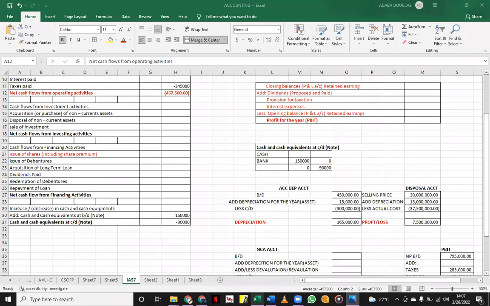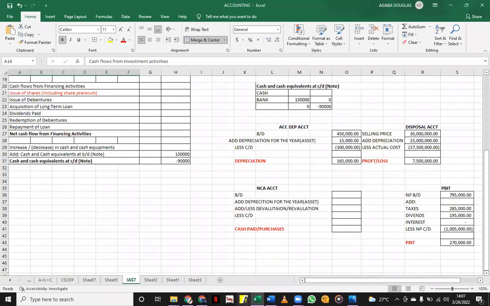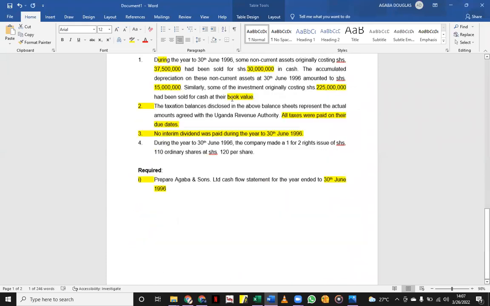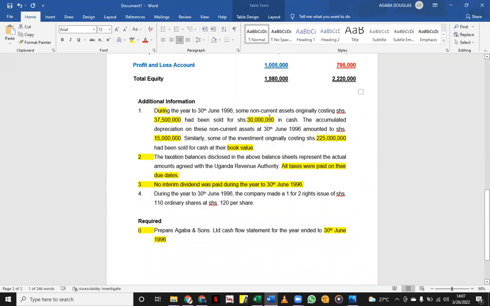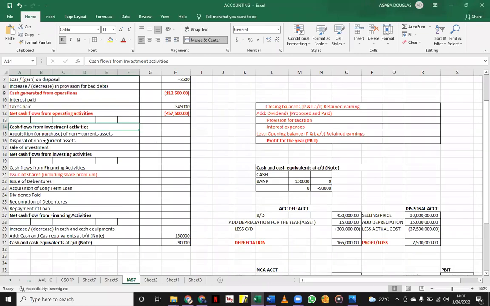So we'll come back to our question, back here to our answer sheet, and then we'll now go to our investing activities. So cash flows from investing activities. We need to know what we have under that. We already know that we sold 30 millions and then we also sold 225,000. So let us first put that very fast before we forget. So we disposed of a non-current asset at 30 millions, and then we sold an investment at 225,000.